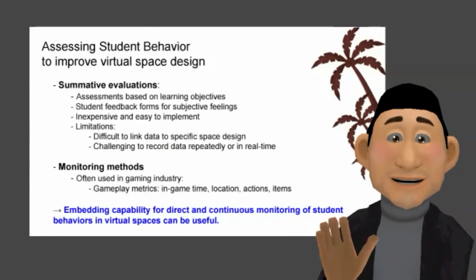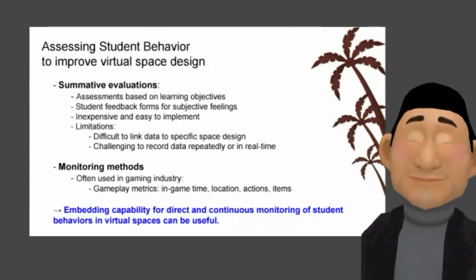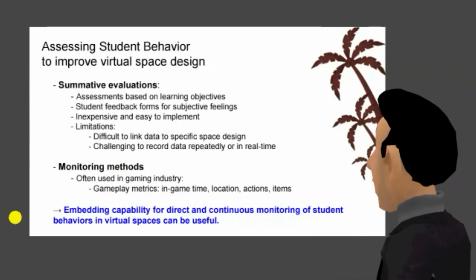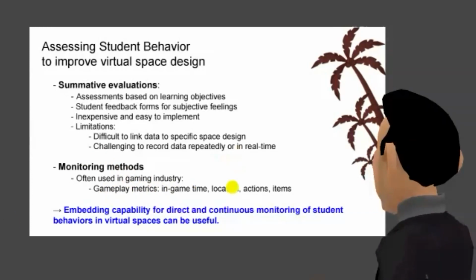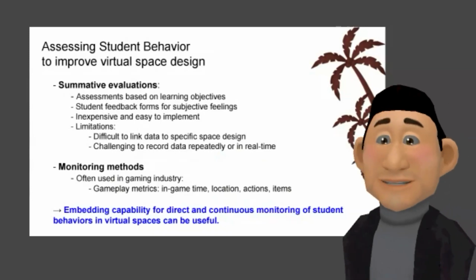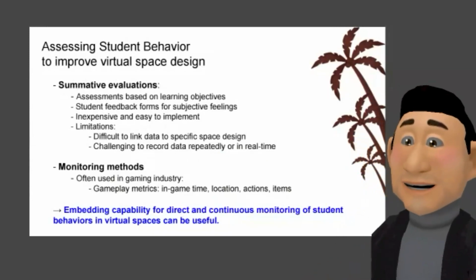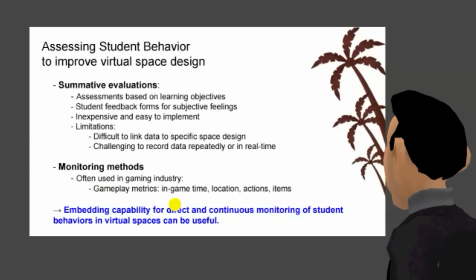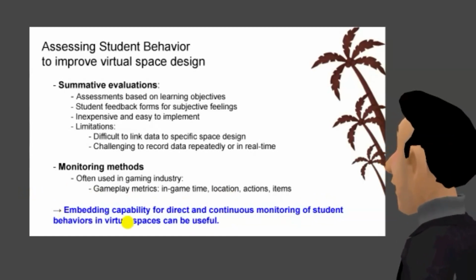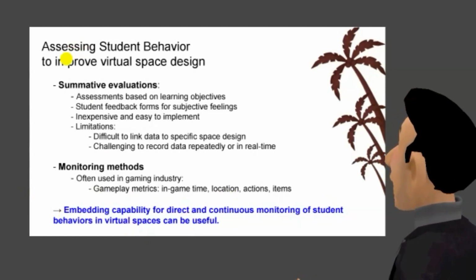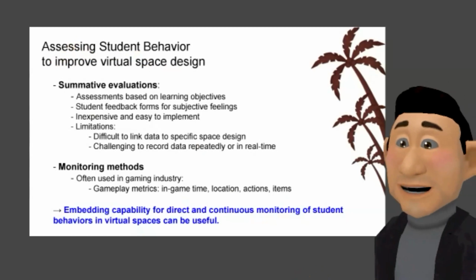So you can try monitoring methods in apps. For example, they are often used in gaming industry. So they use gameplay metrics. So they look at in-game time, users' location, the actions, or the items they have. So they measure these stats. And embedding such capacity for direct and continuous monitoring of student behaviors in virtual spaces can be useful to improve virtual space design.